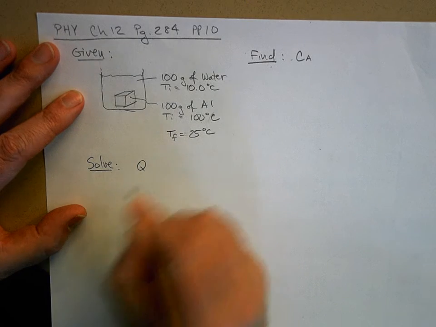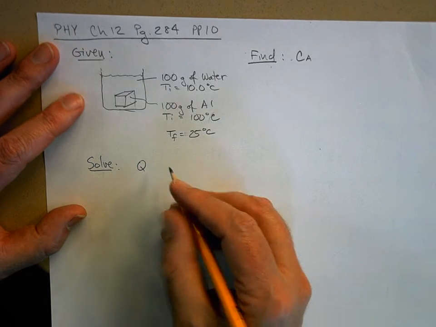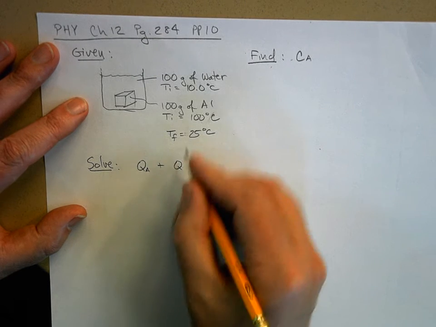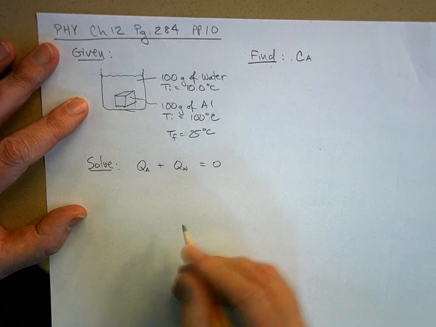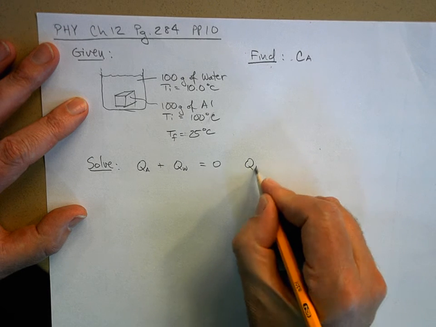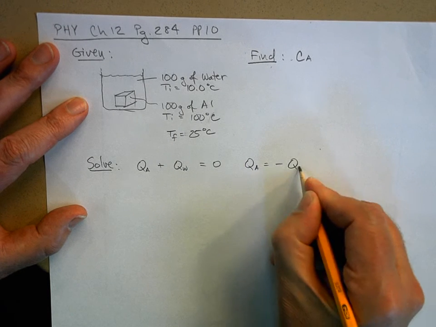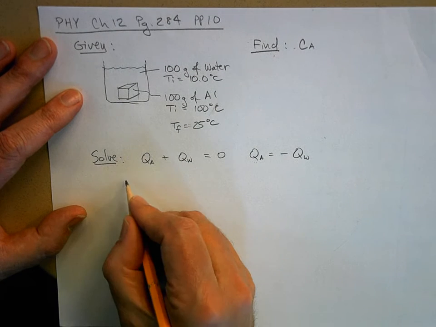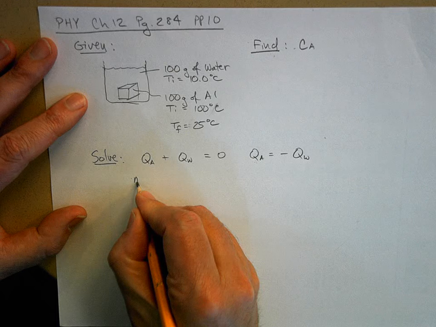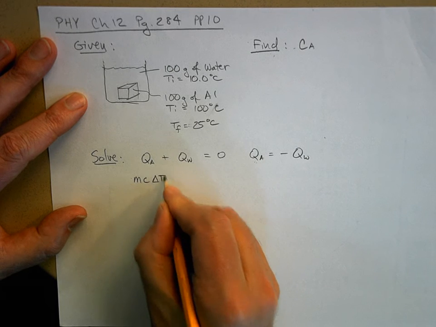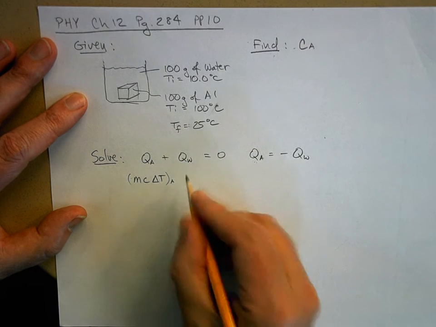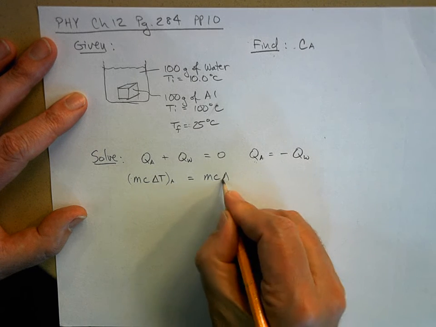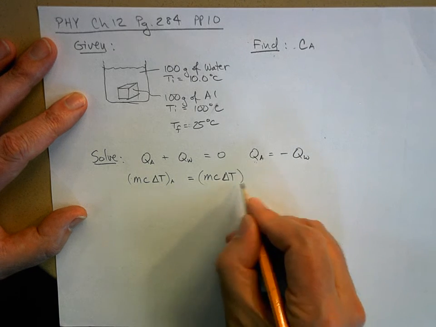So the heat that leaves the aluminum plus the heat that enters the water is going to be equal to 0. So the heat of the aluminum equals negative heat of the water. Now what is this? This is MC delta T for the aluminum. This is going to be equal to MC delta T for the water.